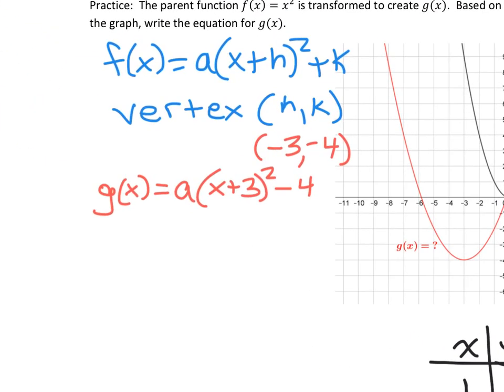So if we put all of that together here and write our final function form, we have g of x equals 1/2 (x plus 3) squared minus 4.